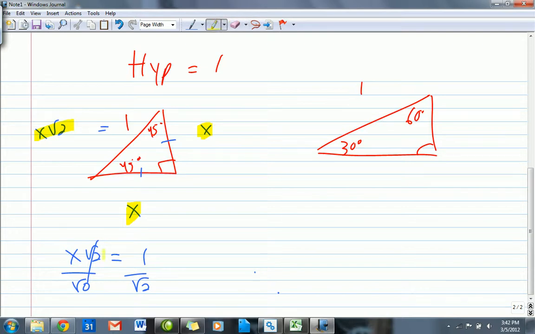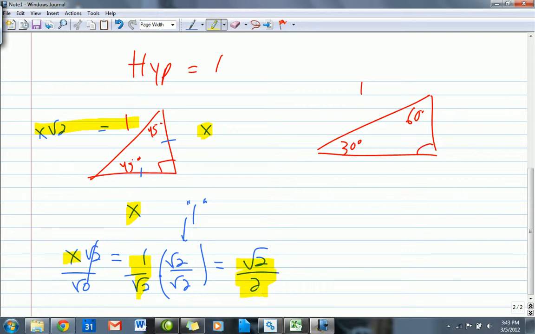And x is of course equal to 1 over root 2, but that's not really all that snazzy, because I got an irrational number in the denominator, so I have to rationalize the denominator by multiplying by 1. The form of 1 that I choose is root 2 over root 2, because 1 times root 2 on top is root 2, and root 2 times root 2 on bottom is 2. So if x root 2 equals 1, then x is 1 over root 2, which rationalized in the denominator is root 2 over 2. So there's my x side, root 2 over 2.